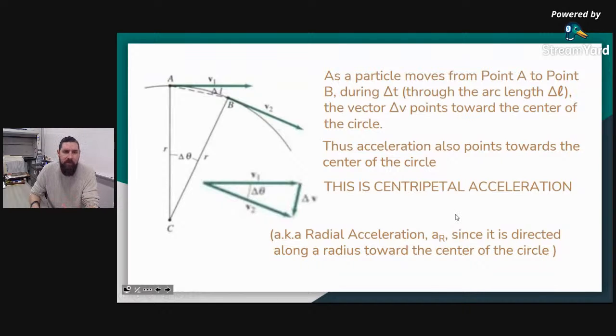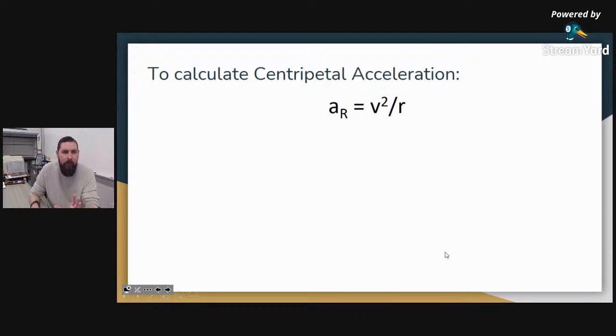But for the purpose of this video, I'm going to go on and use A sub r. But you can see it both ways. So now we've got kind of an idea of where centripetal acceleration comes in. How do we calculate it? Well, to calculate centripetal acceleration, we use this equation: A sub r equals v squared per r.